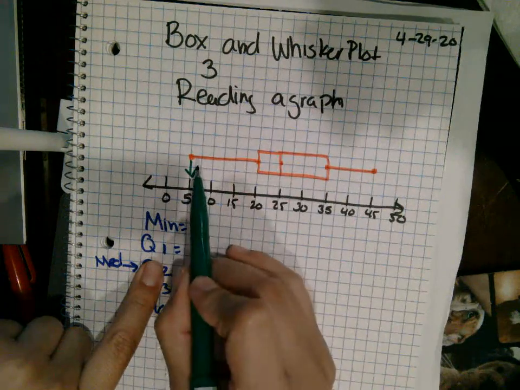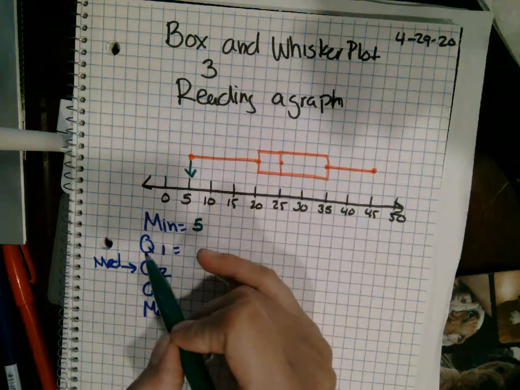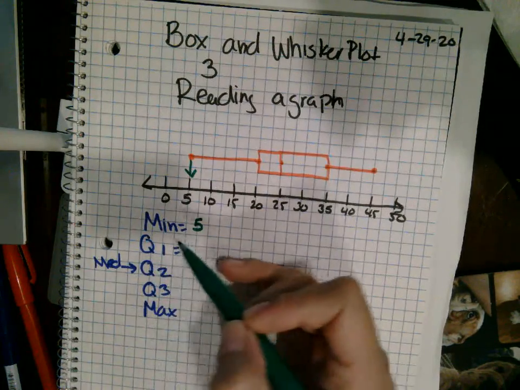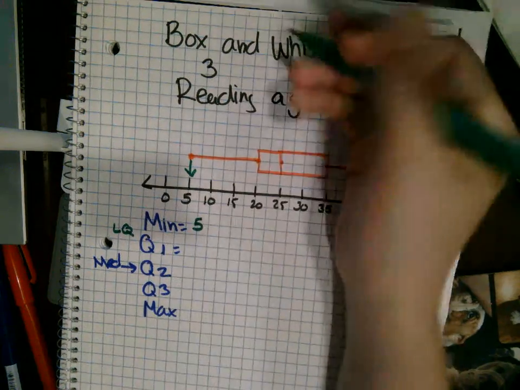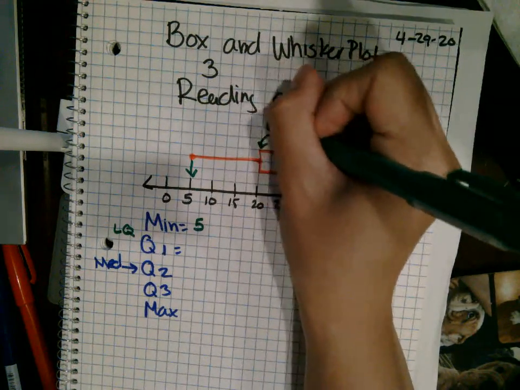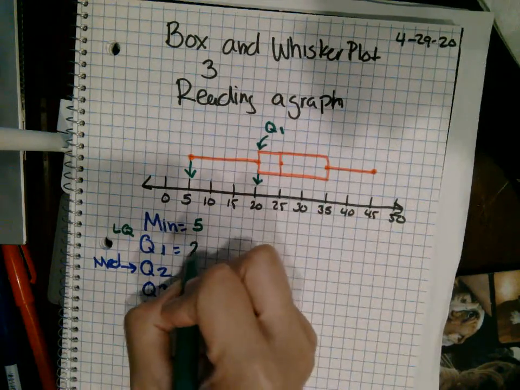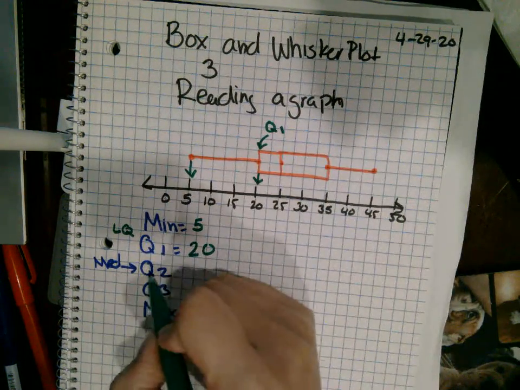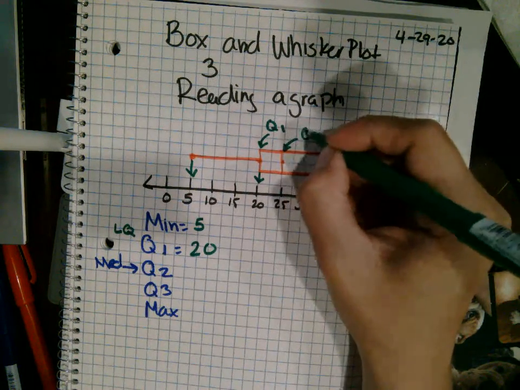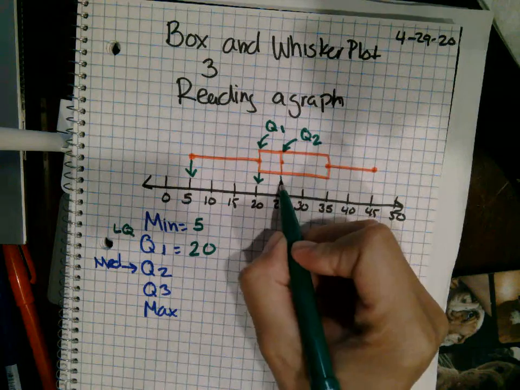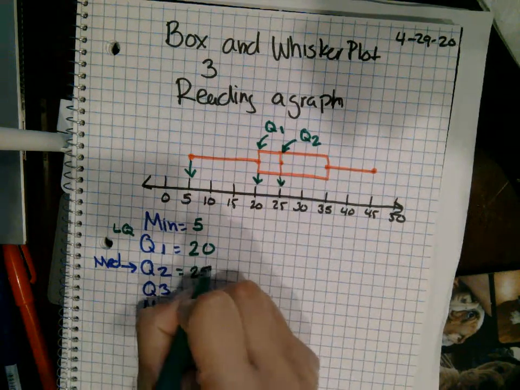Then your quartile 1, which is your lower quartile, is your second dot. So that one right there is quartile 1. So just to make sure we got it right, your lower quartile is 20. Then your median, your quartile 2, that would be your third dot. That third dot is your quartile 2. So I'm going to draw an arrow here. So therefore, quartile 2 is 25.